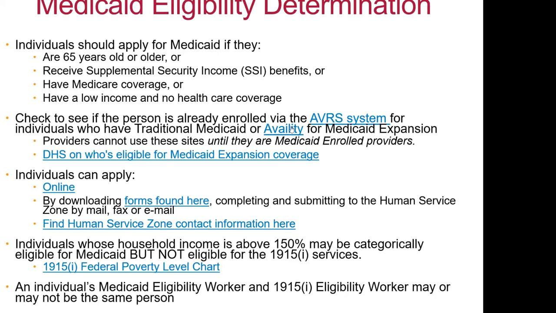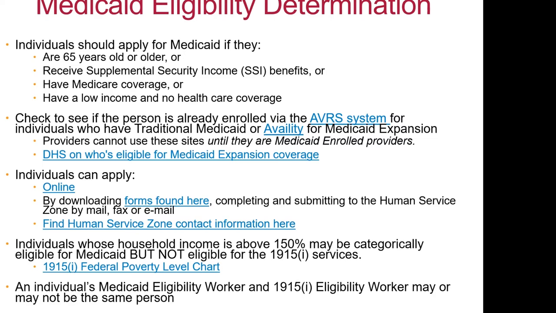Once you guys have completed your organizational or provider enrollment, you should have access to the ABRS system, and you should be able to check to see if your respective client participant is already enrolled in Medicaid. And that's gonna be very important. So hopefully at that stage, when you're doing all of this, you're already in the system yourself and you'll have that access to do that, whether they have the traditional Medicaid or Medicaid expansion. And so here linked, you'll see that you'll have access to the site and web link here. So individuals can apply online. There's forms that they can download, complete, and submit by either mail, fax, or email, or go to the zone for that direct assistance, right?